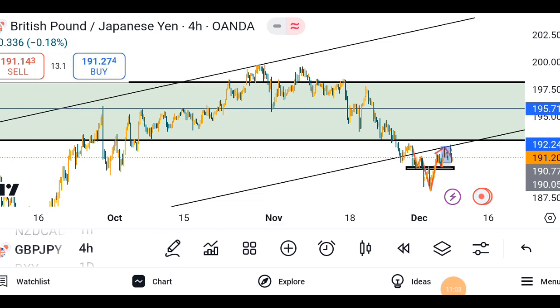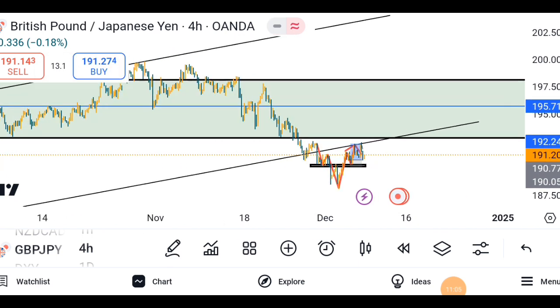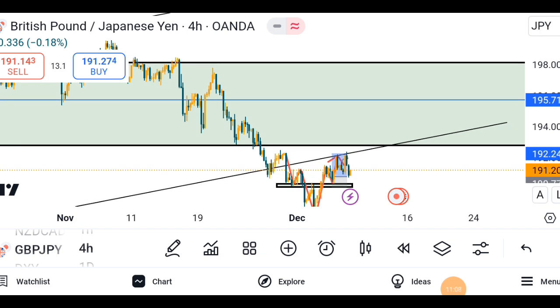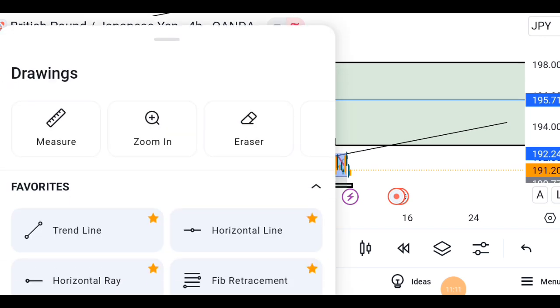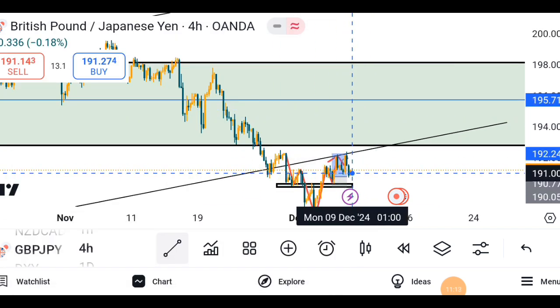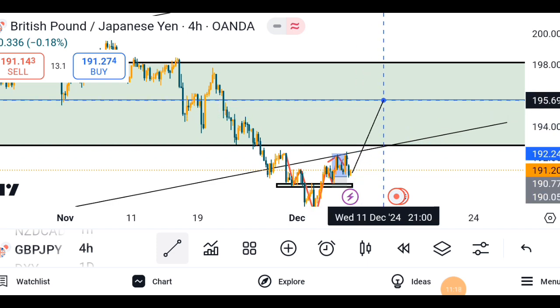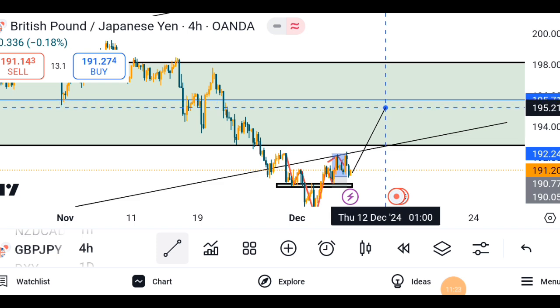So most likely what I'm looking at is that price could potentially come and buy up to this blue line, okay? This right here. So after reaching this area, we could be looking at buys up to this area here. And then from this area is when you could look at selling at this particular pair.